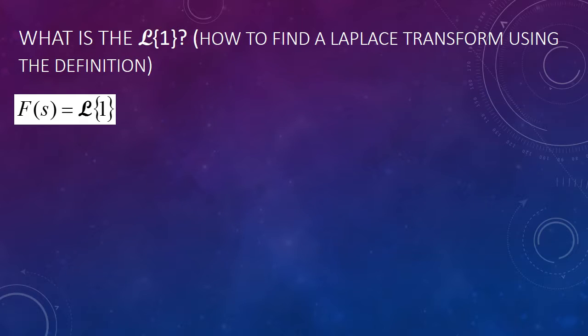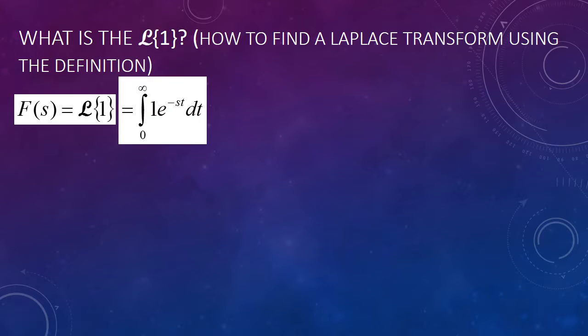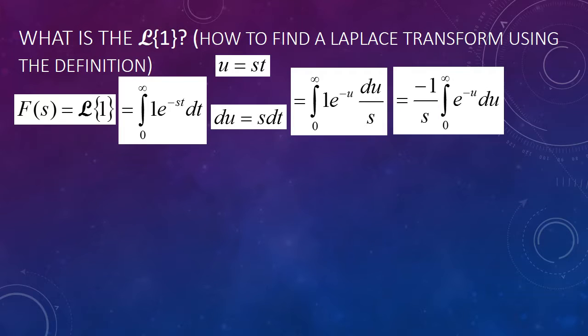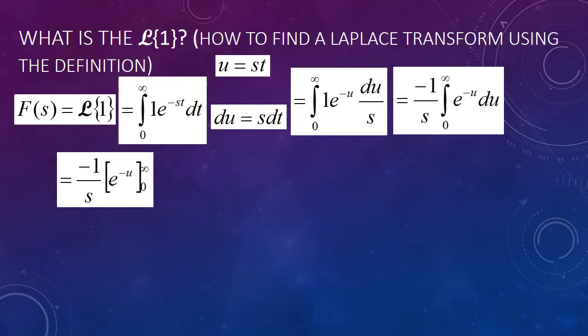Let's say I want to take the Laplace transform of 1, which is a constant. So I plug that into my definition, and I have to do this integral. So what is this integral? We've done it many times before. I do a u substitution of s and t, and then my du becomes s dt. I make my substitutions, and I can factor out the s's because I'm only integrating over u, not s. And then I can do my integral, which would be this.